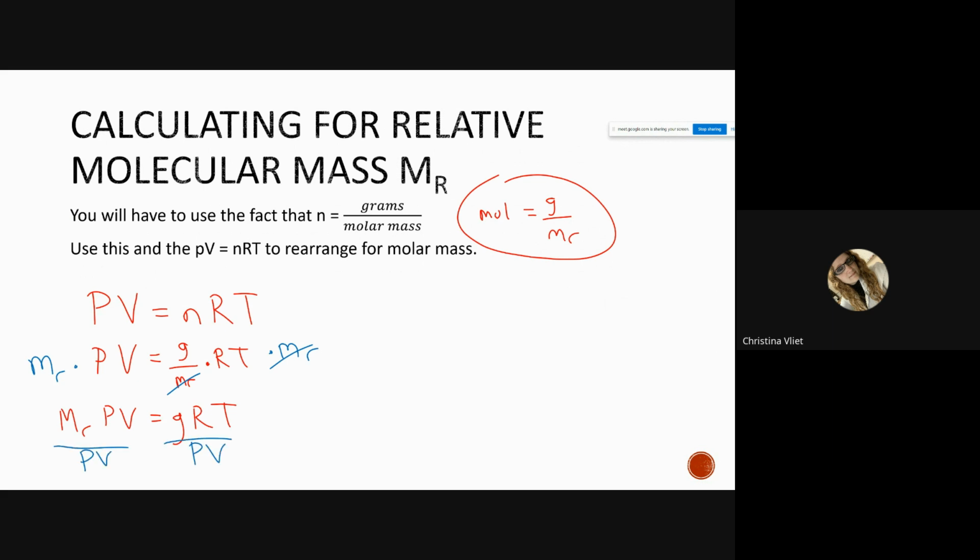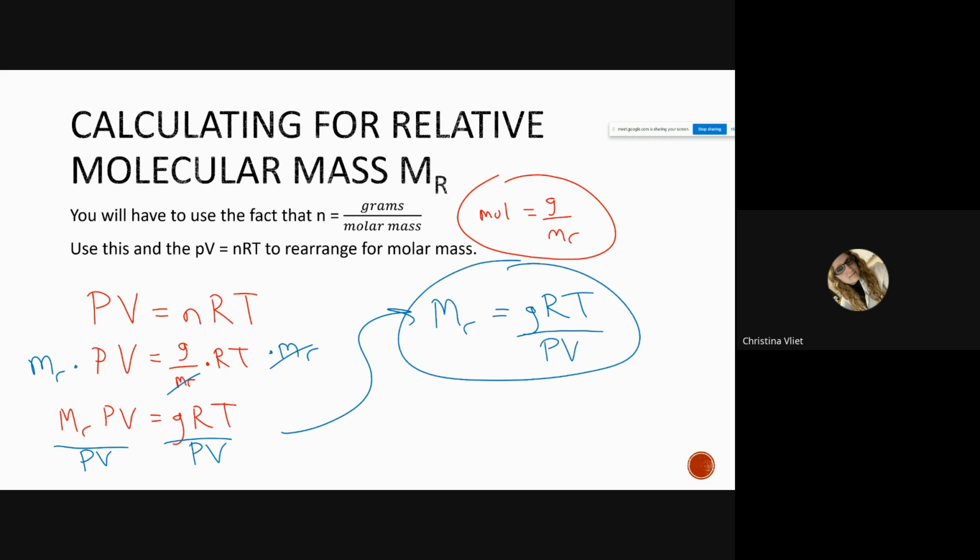And we would come up with MR equals GRT over PV. So if you like math, at least algebra, as long as you know PV equals nRT, and you know the formula to change moles to grams, moles equals grams over molar mass, you can plug in that information to figure out the relative molecular mass, and it gives you this formula. Now, if you have the grams, the constant, the temperature, the pressure, and the volume, you will directly be able to find the molar mass.